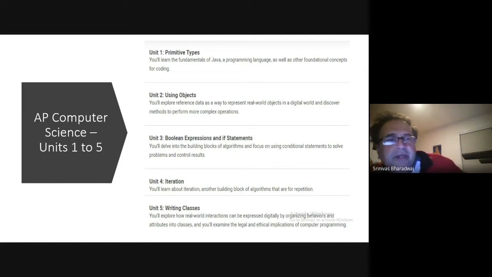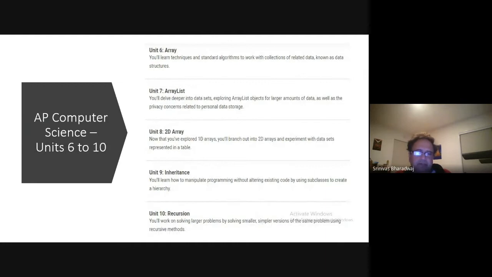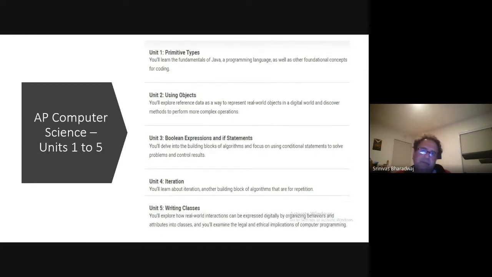Typically an AP Computer Science class is a year-long program. The first maybe 6 units are taught in the first semester. The remaining 4 units are taught in the second semester. The first 6 units teach you the basics of the programming language Java. But before you learn the basics, there is also a unit 0, which teaches you about computers and the whole environment in which Java programs are built and run.